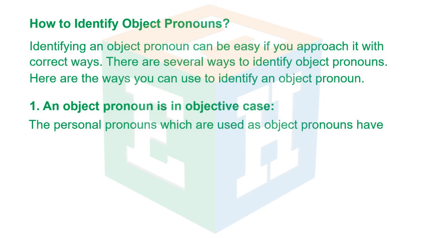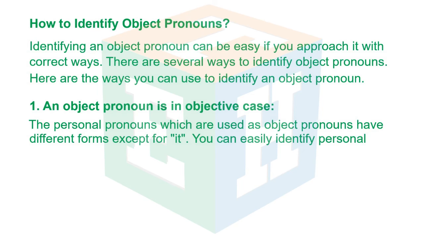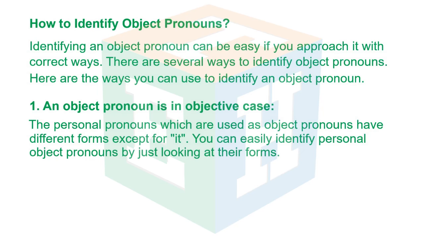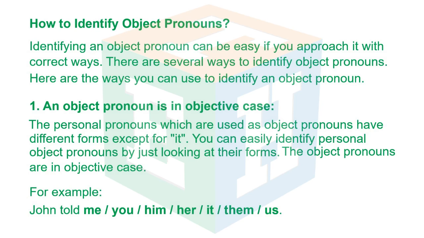The personal pronouns which are used as object pronouns have different forms except for it. You can easily identify personal object pronouns by just looking at their forms. The object pronouns are in objective case. For example, John told me, you, him, her, it, them, us.